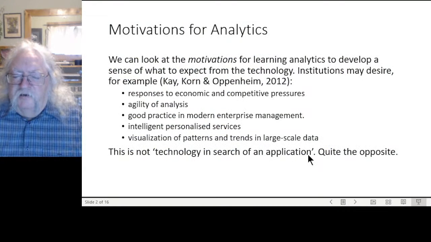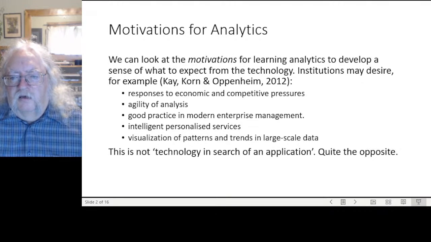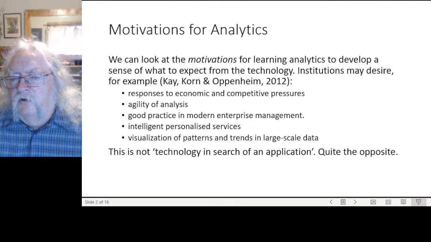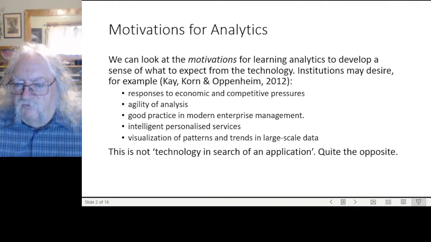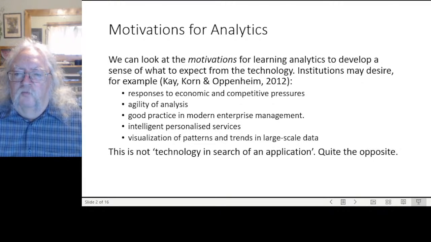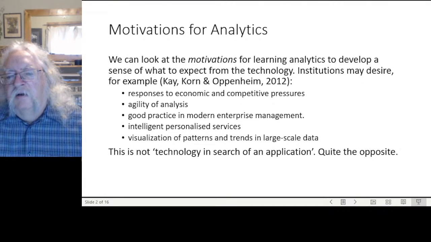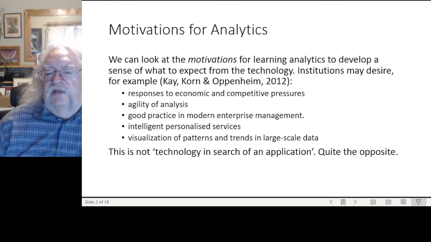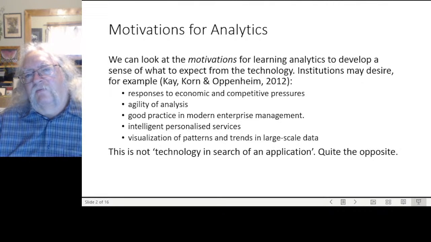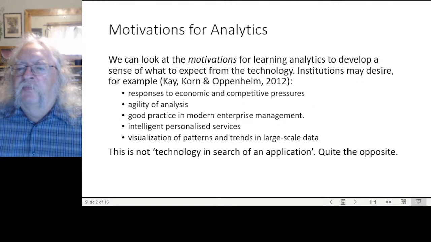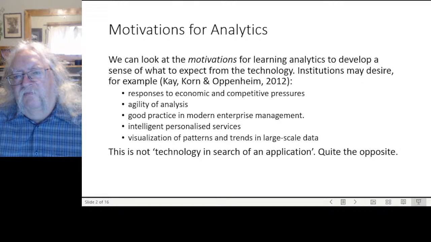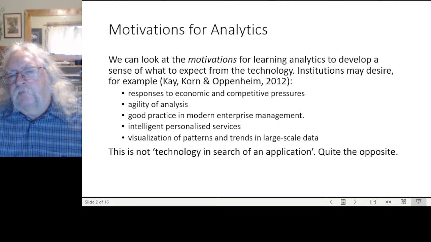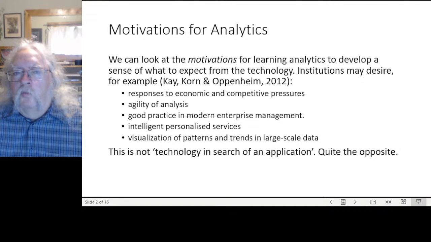I'm going to begin by looking at why people are so interested in artificial intelligence and analytics, especially for learning and learning-related purposes. Here's an example from Kay, Korn, and Oppenheim talking about responding to economic and competitive pressures, providing agility of analysis, good practices, intelligent personalized services, and visualization of patterns and trends in large-scale data. Now, these were the applications that people were thinking of in 2012. I think that we'll find that there are many more things that we now know that people can do with analytics and artificial intelligence, and as a result, there are correspondingly wider motivations.